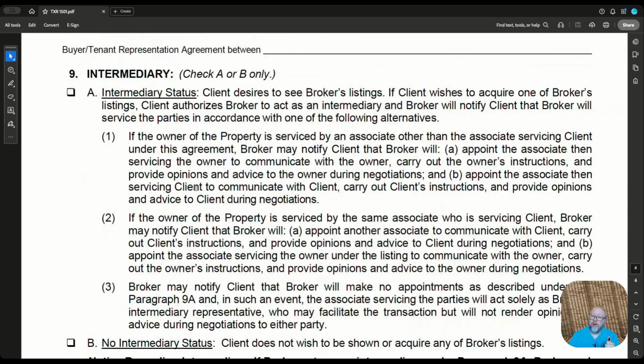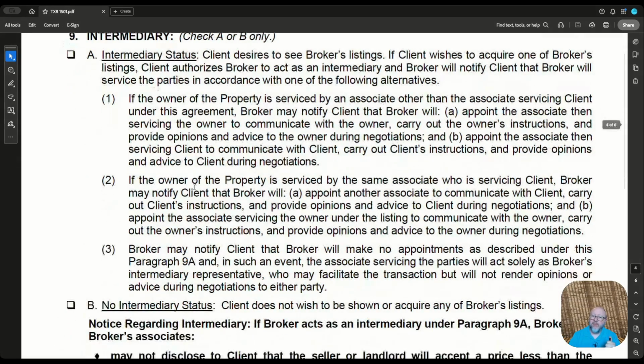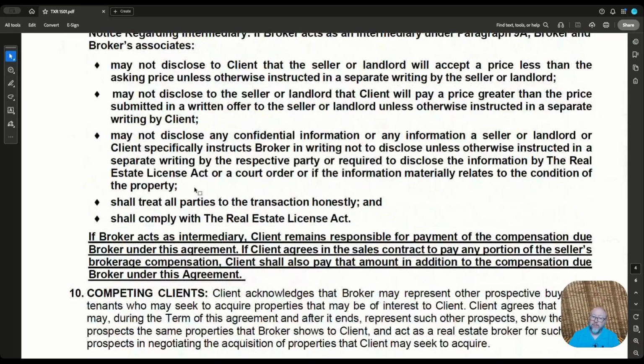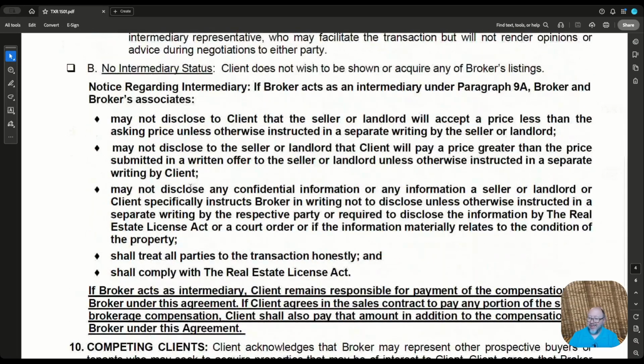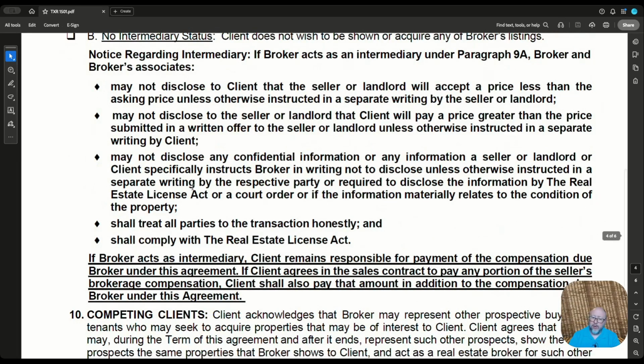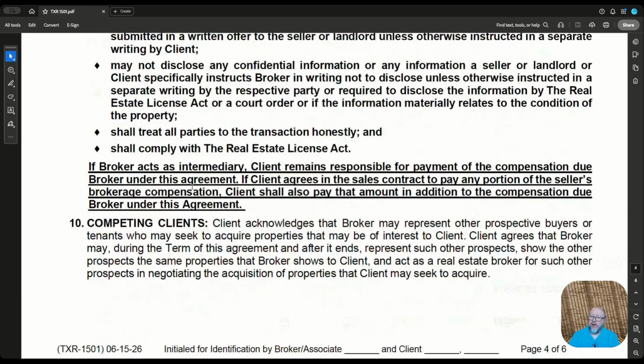We're getting a little more detailed between intermediary, yes to intermediary or no to intermediary, right? But it gets into more detail for sure. Which makes me wonder, is the language in the short form agreement sufficient? And if so, how much longer does it need to be in the long form agreement? We don't know. Again, a statement that a broker may represent other prospective buyers and tenants.